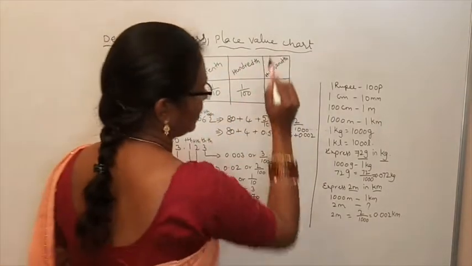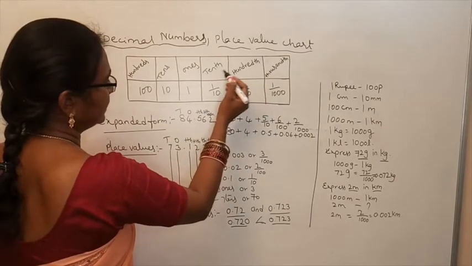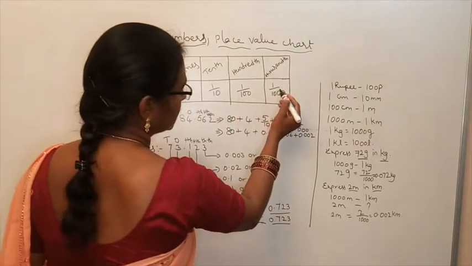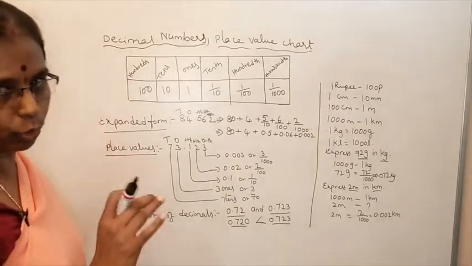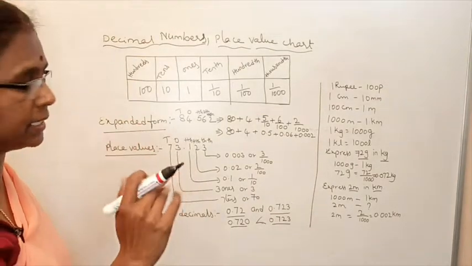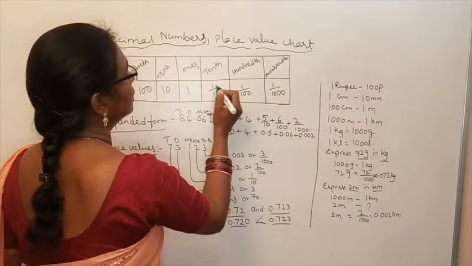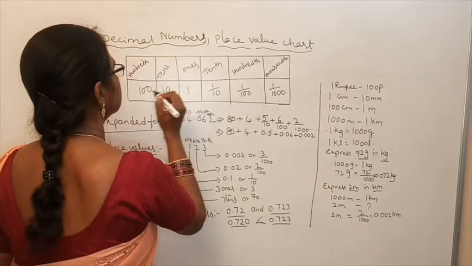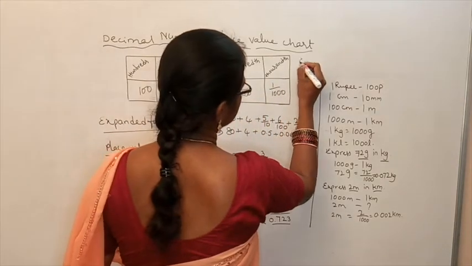What is the place value chart of a decimal number? Thousands, hundreds, tens, ones, tenths, hundredths, thousandths. What is the meaning of thousandth? One by thousandth part: we divide one whole into a thousand parts. Then we call it one by thousandth, one by hundredth, one by ten, one, ones, ten, tens, hundred, hundreds.